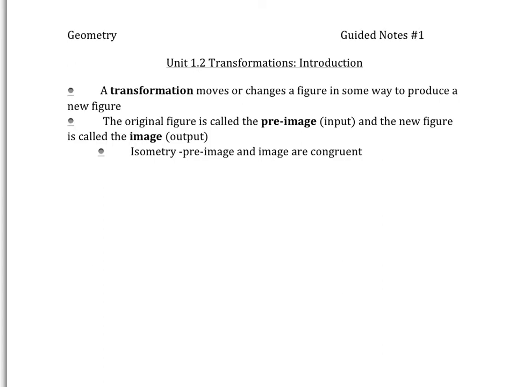When we perform a transformation, the original figure is called the pre-image, that's your input, and the new figure is called the image, that's your output. If, when you perform a transformation, the pre-image and the image are exactly the same, meaning they're congruent, then we have what's called an isometry. We'll talk more about that later on.